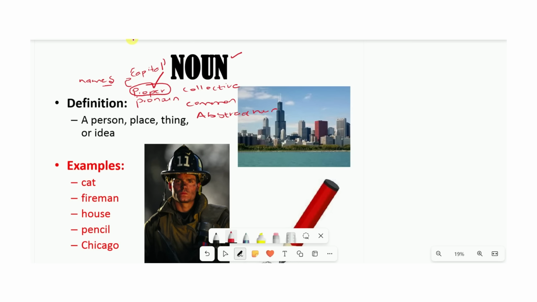Now, we also have what you call a pronoun. Remember, whenever we refer to a noun, we are referring to names. A pronoun is a name that you use in place of, or to substitute, a proper noun.